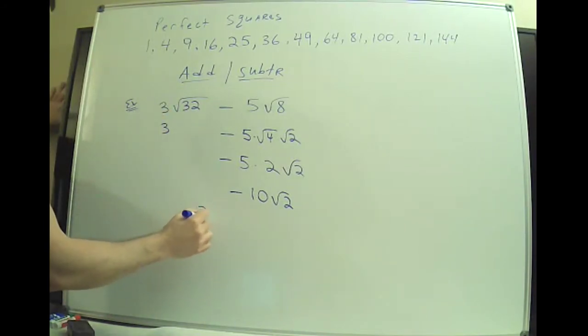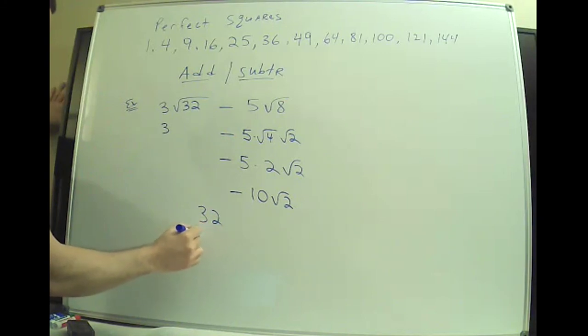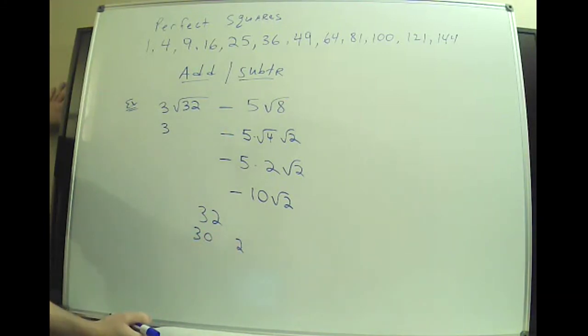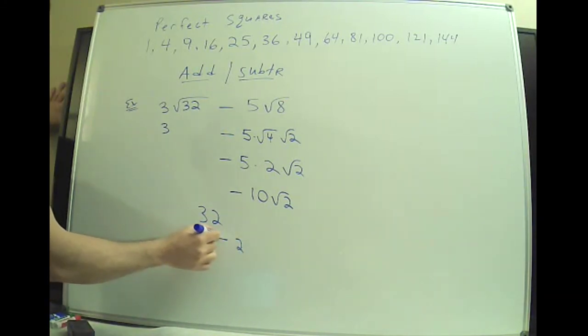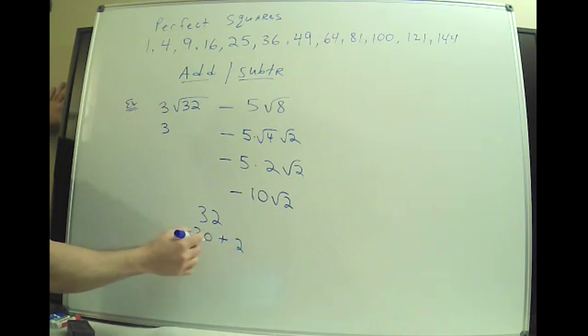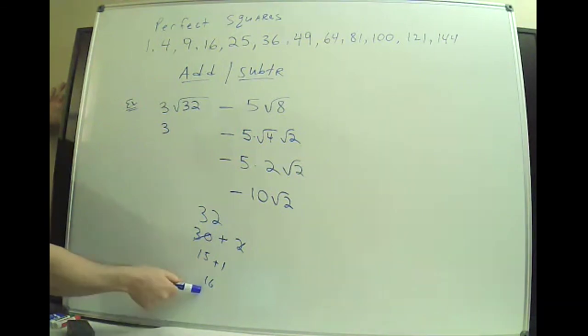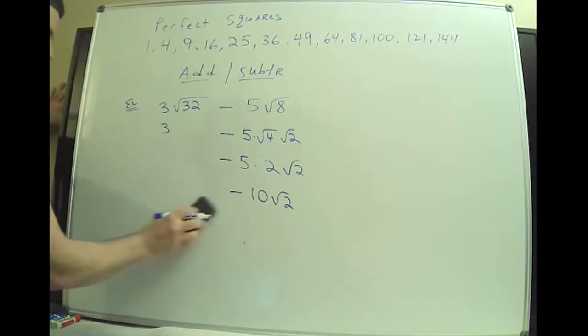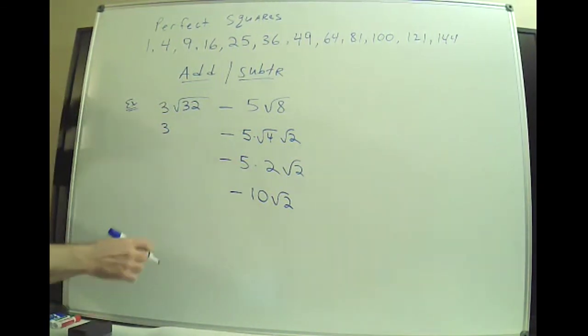Half of 32, in case you can't figure it out, I'll teach you a little secret. You'll have a calculator, you won't need to do this, right? 32 is 30 plus 2. Half of 30 is 15. Half of 2 is 1. 15 and 1 is 16. So half of 32 is 16. That's a little bit of a trick, not a calculator trick.